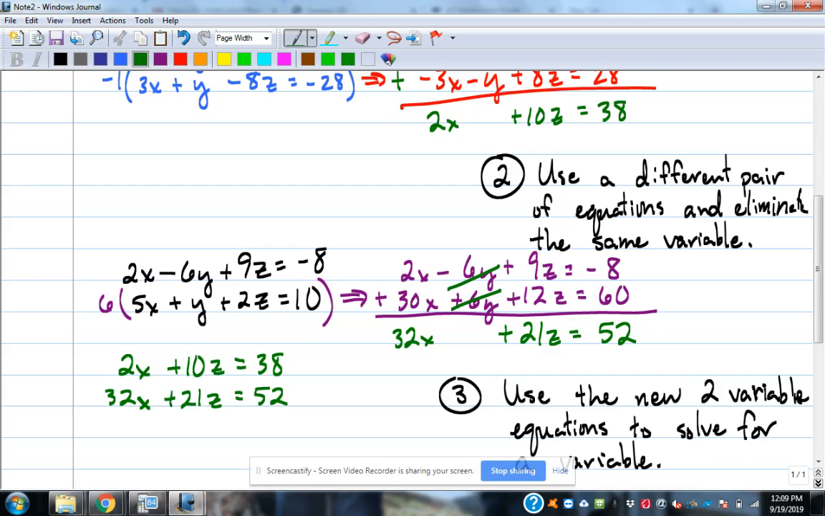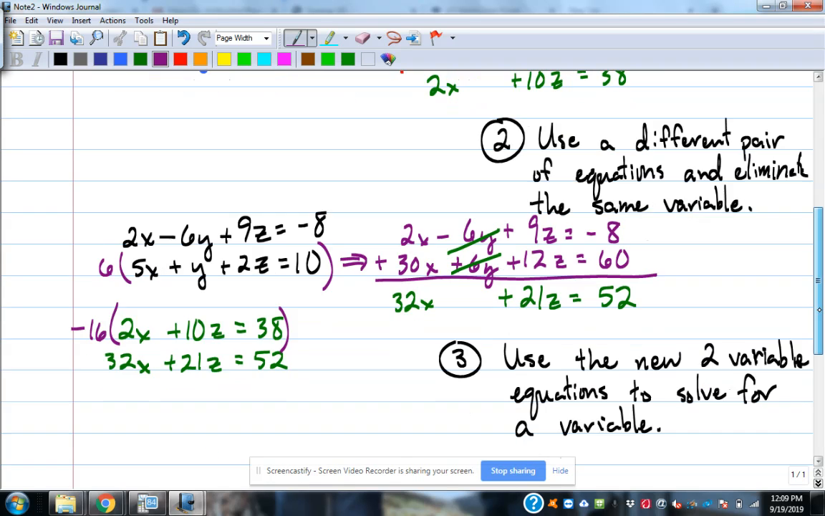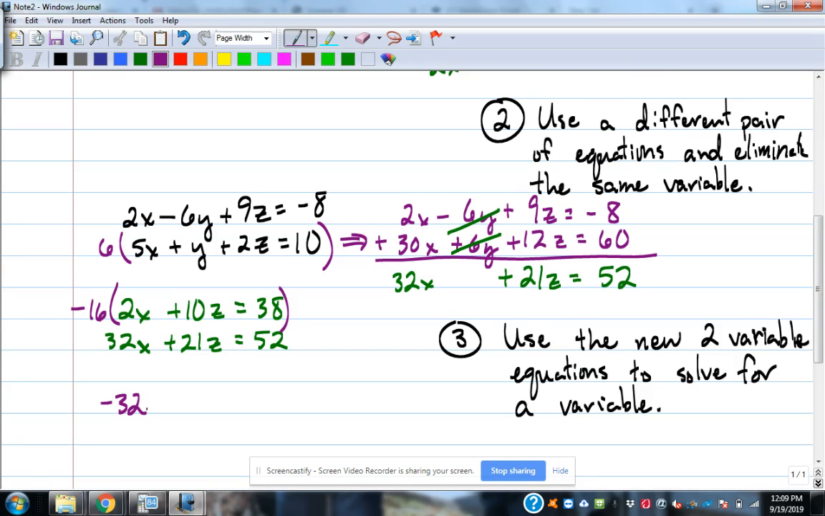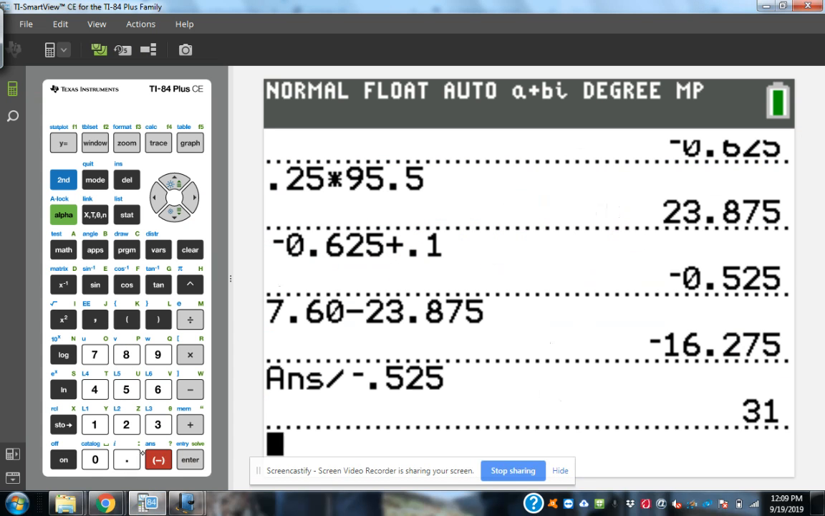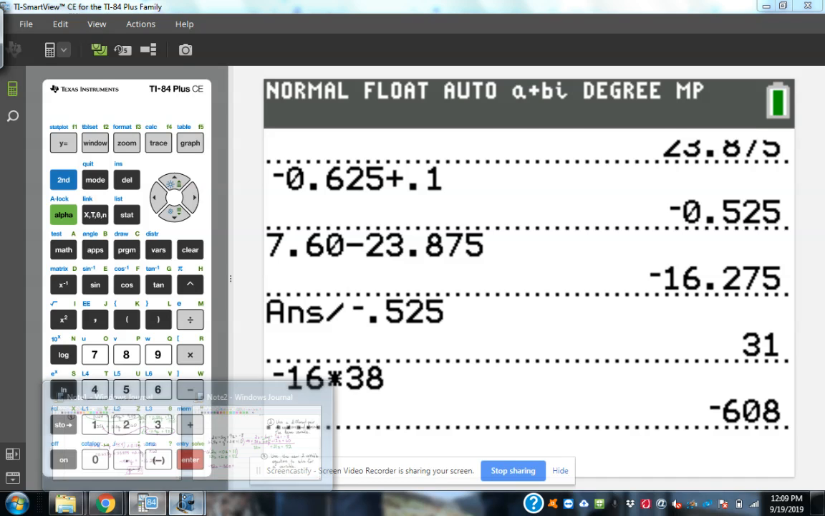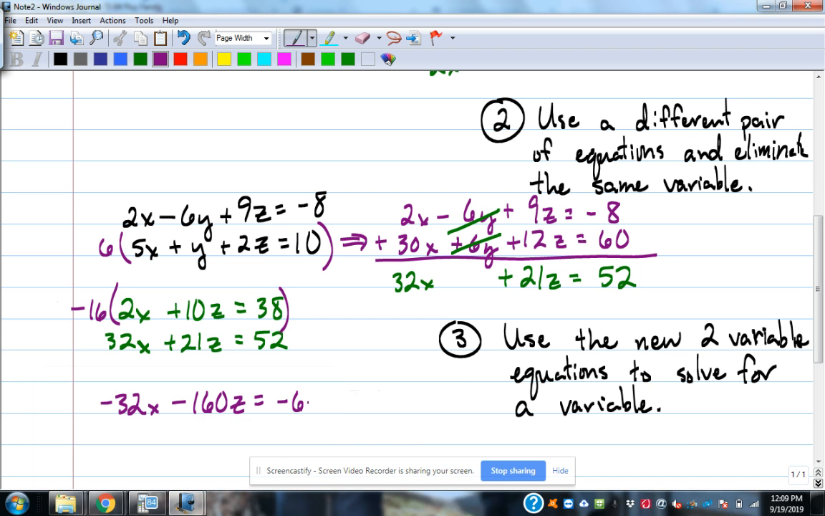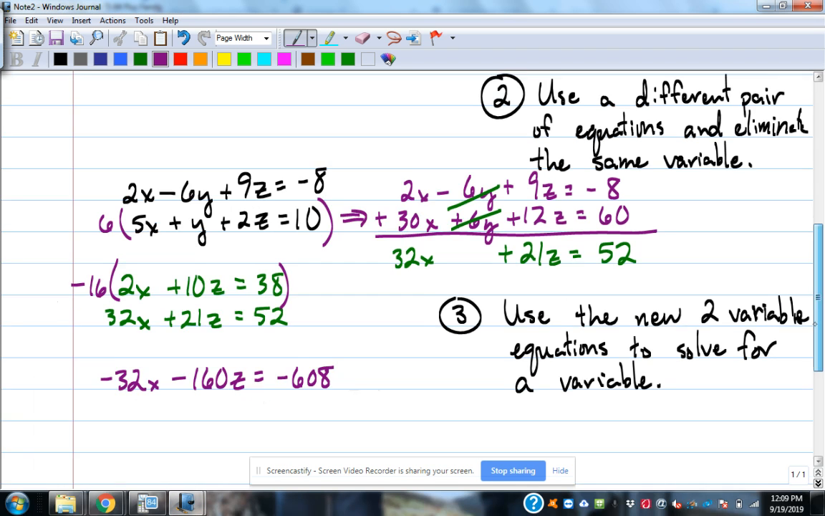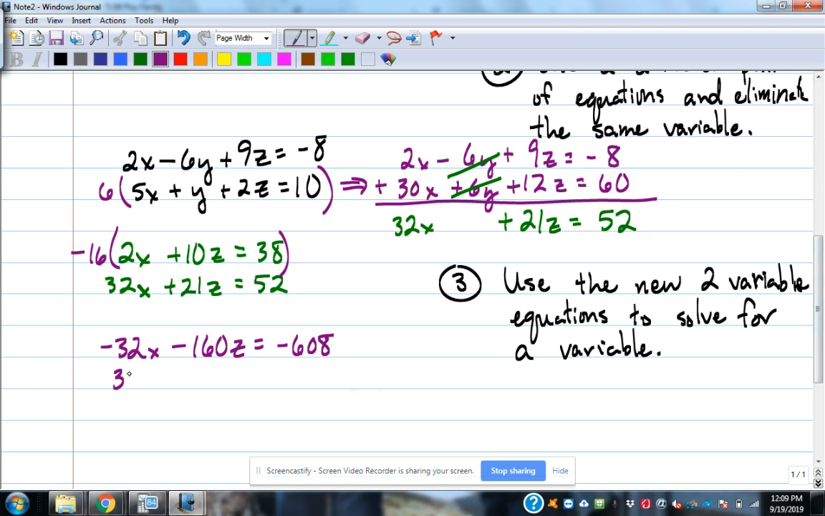I'm going to do the elimination on this one because we're going to get plenty of substitution on the next few steps. Okay, so if I multiply the top one by negative 16, that gets me negative 32x minus 160z. And then I don't know my 38 times table, so I'm going to cheat here. Negative 608. And then the second equation doesn't change.